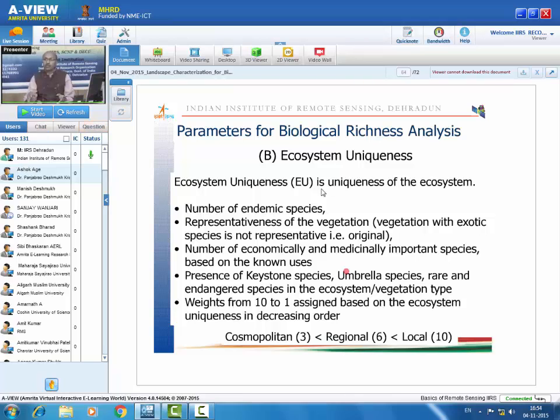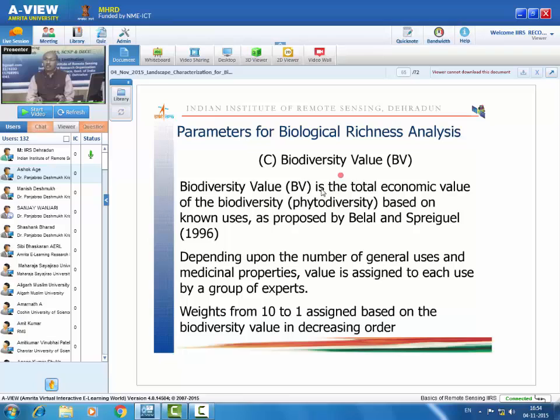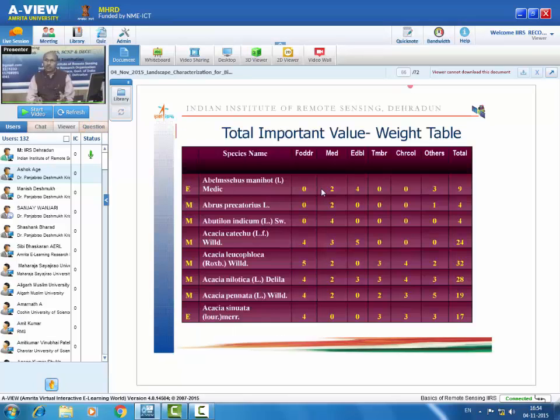So the ecosystems become very unique, and then we assign a weight according to the surveys we have done in the field, which species is more important, and based on that we can assign a weight, and that's how this process is carried out. And then, as I said, a biodiversity value, we want to know the importance of that. So there is a procedure to do that.